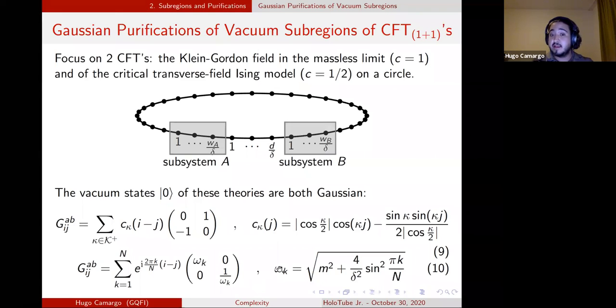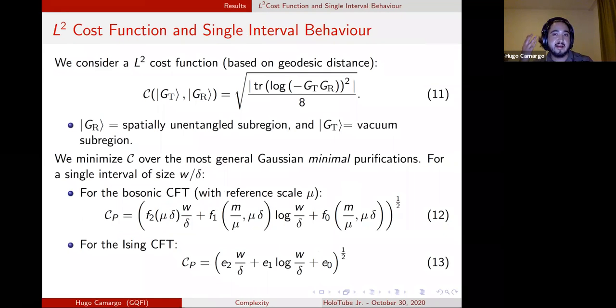You can already notice that the Klein-Gordon field is going to be richer in structure because there are many parameters that come into play, for example the mass and the lattice spacing, which we do not have in the critical Ising field model. Now, of course, this is nice. We have these covariance matrices, but how are we going to measure distances in this setup?